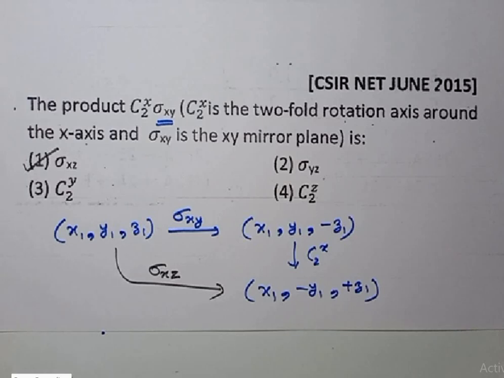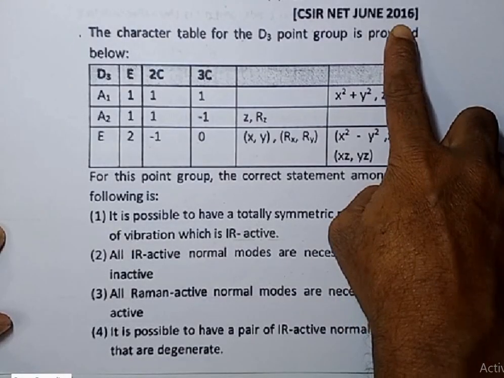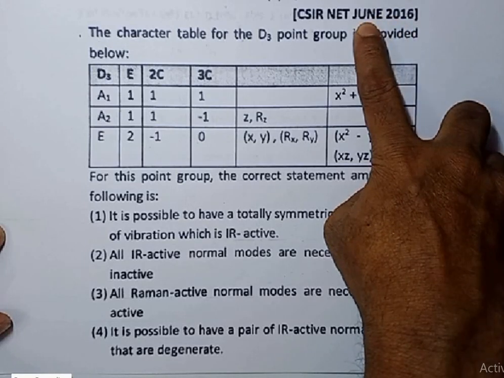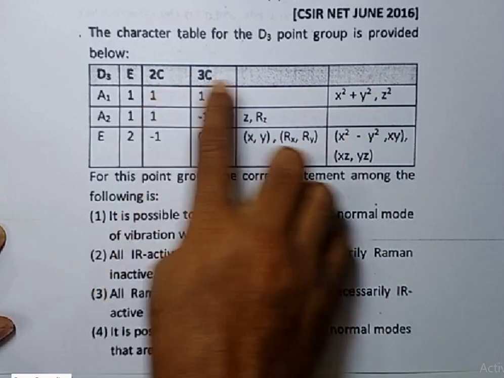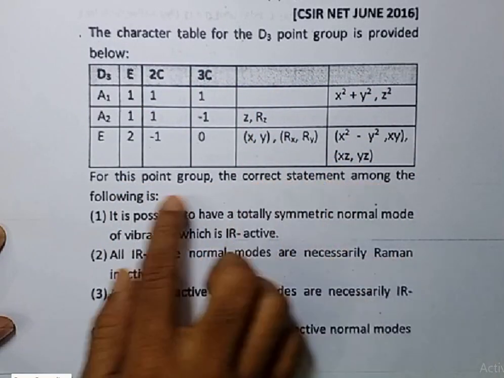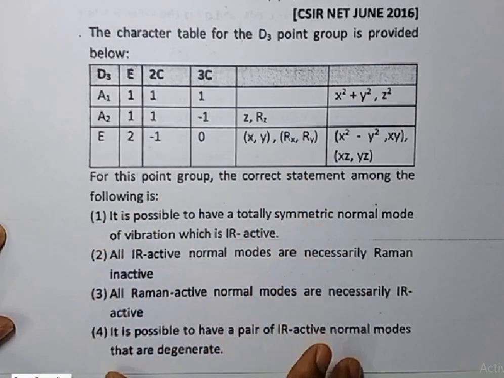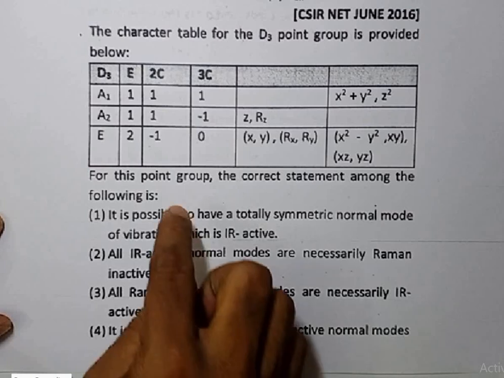Take down. Yeah, the next question is this. This question appeared in 2016 June. D3 point group character table is given. For this point group, the correct statement among the following is, 4 statements are given. You need to identify the correct one. Okay, just go through the statements first.